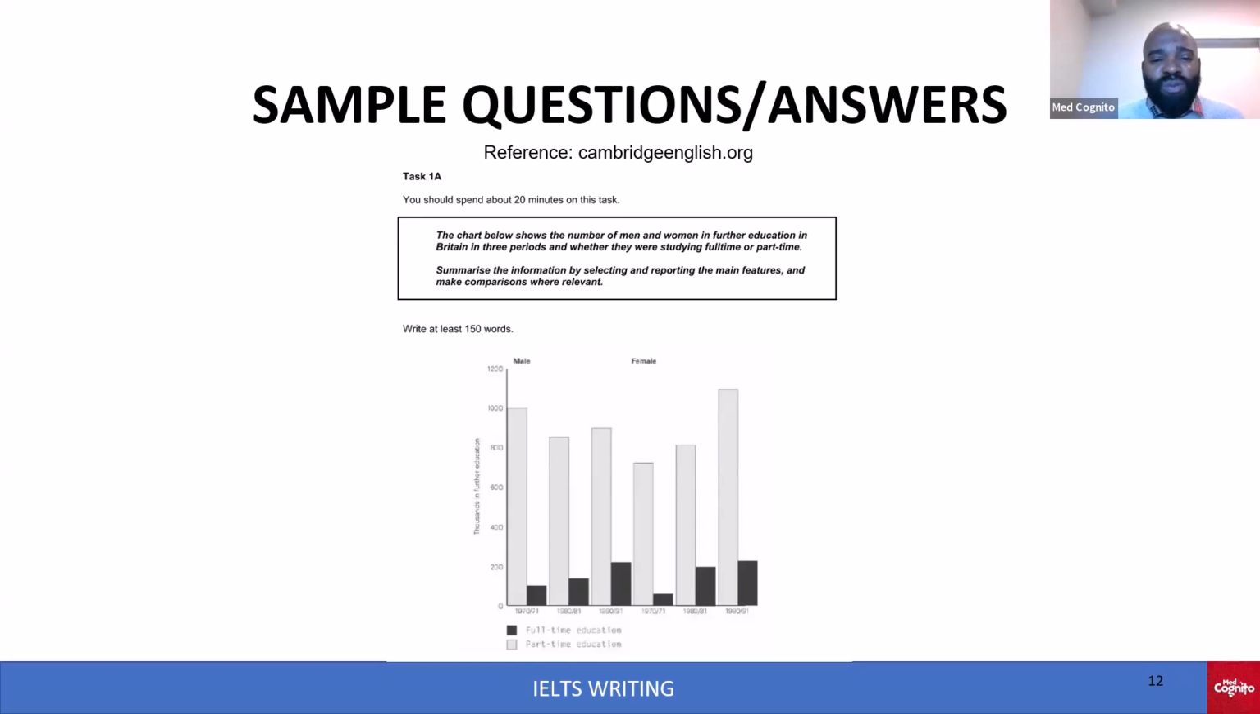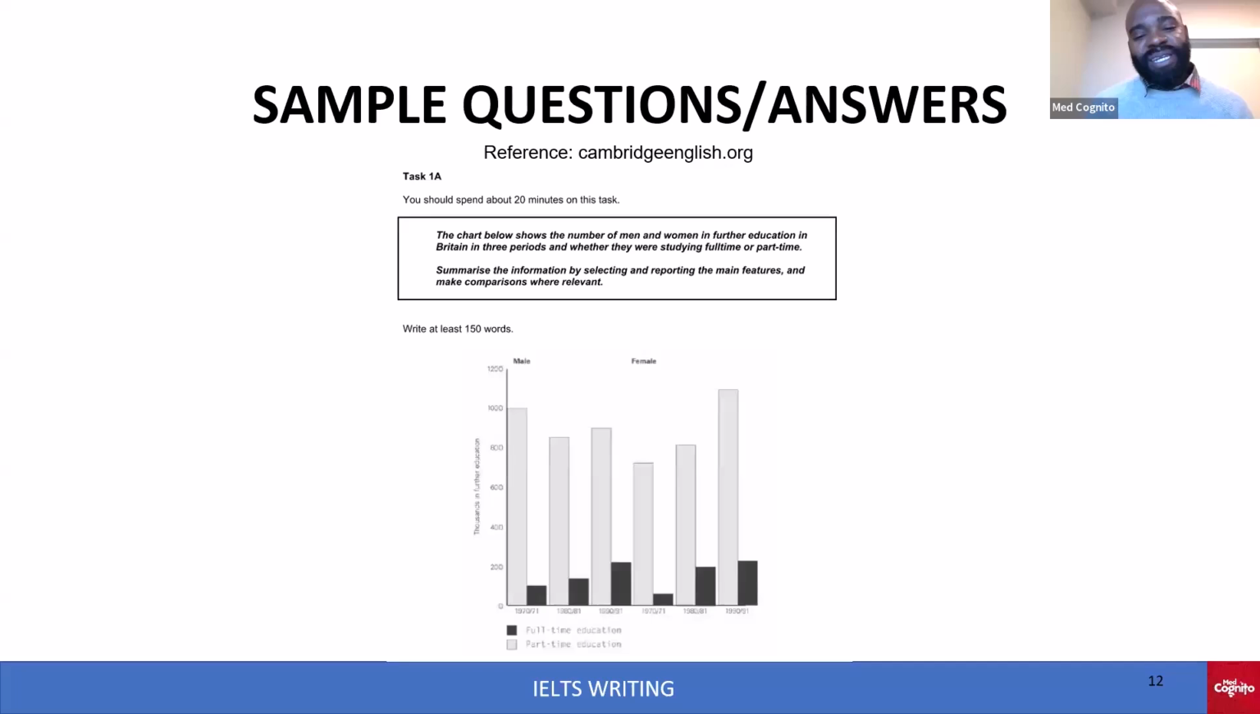When we go in to make the comparisons, we have to be as specific as possible. For example, you want to make a statement: in 1970-71, there were 1 million male students who were in part-time education. You would have to be very specific over there. You mention the year, you mention the number, and then you go on with it. You shouldn't just go ahead and make blanket comparisons.